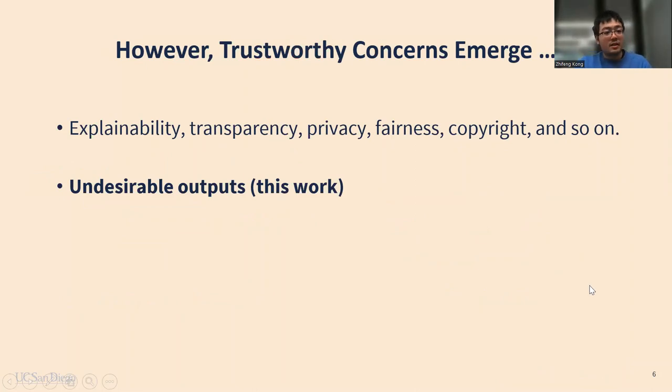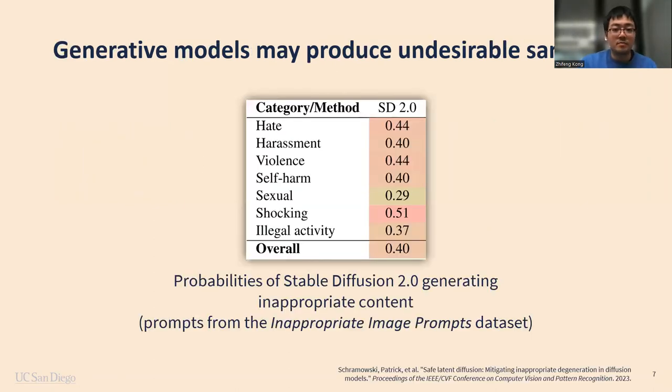When these models get larger and larger, trustworthiness concerns begin to emerge. That includes many of those, such as explainability, transparency, privacy, fairness, and copyright issues. And there is a particular one for generative models, which is that they might produce undesirable outputs. And this is what this work is trying to address.